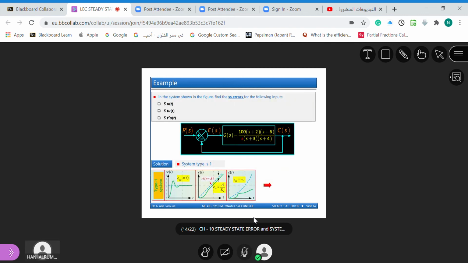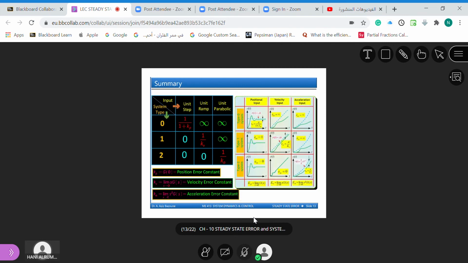I mean, like type 2, is it achievable to have zeros in velocity and position? We will see this when we go to the lab. We will see how we can achieve this one. Yes, we can have the zero steady state error.